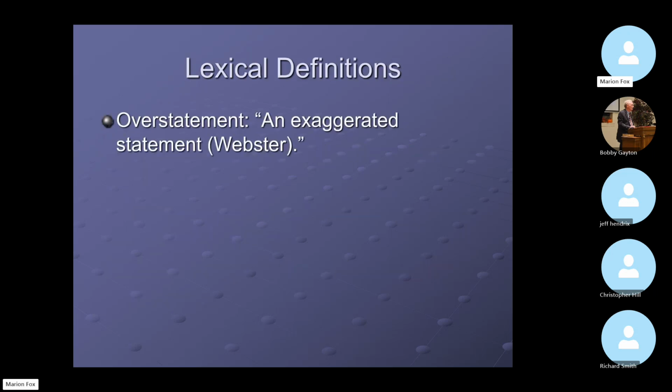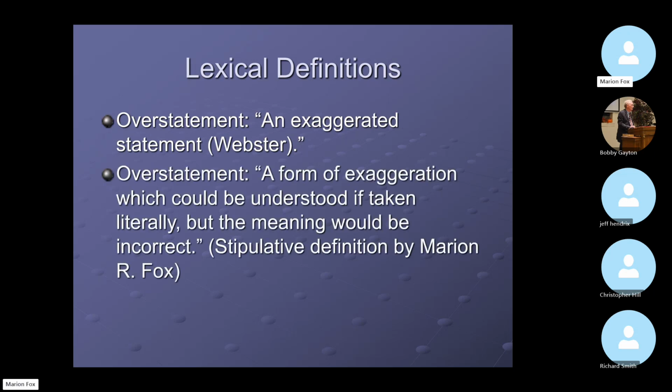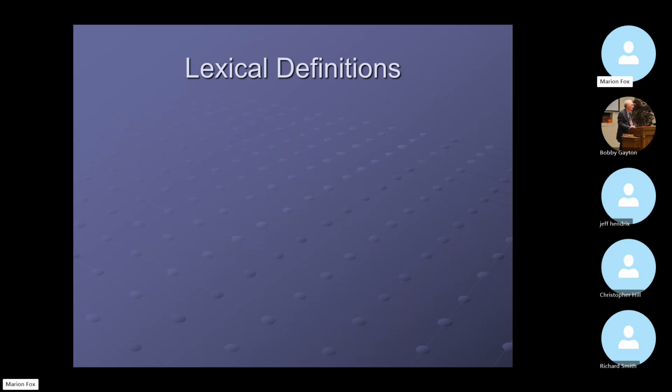There's an overstatement, an exaggerated statement, according to Webster. And this is my definition: an over-exaggeration which could be understood if taken literally, but the meaning would be incorrect. So that's my definition of it. You get the incorrect meaning if you take it literally.